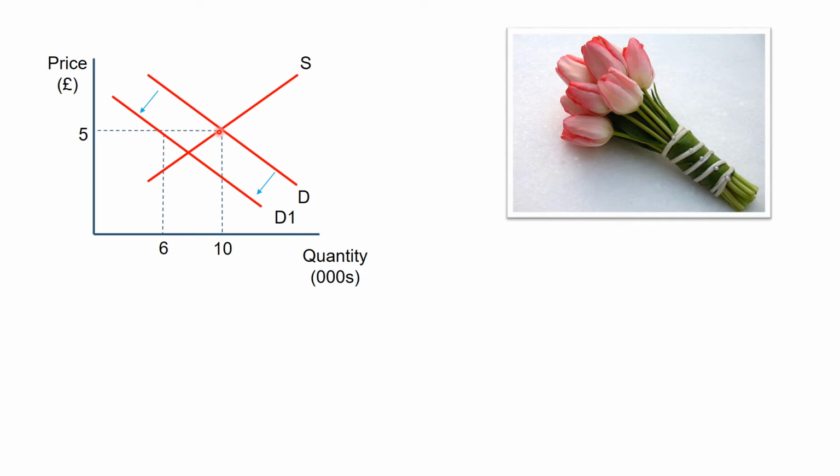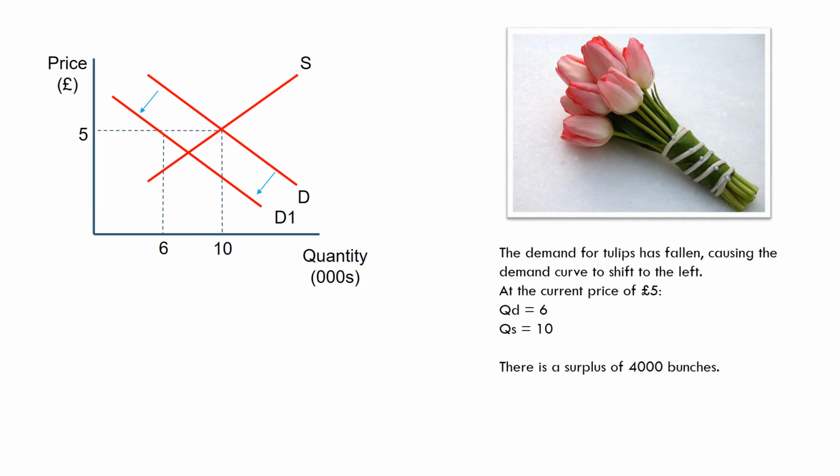So our market is no longer in equilibrium at this price. It's not in balance. The supply here far outweighs the demand. So at the current price of £5, the demand would be 6,000 and the supply would be 10,000. And we describe the situation as being excess supply. At a price of £5, there are way more tulips being produced than people want to buy.